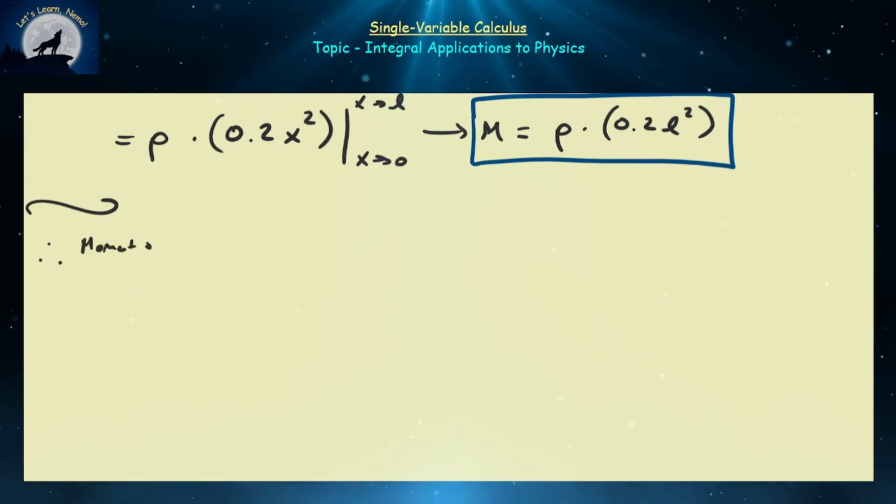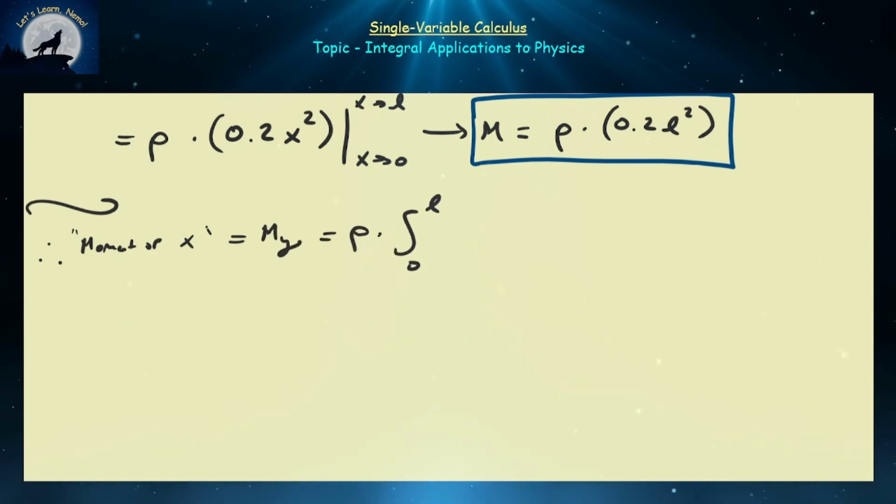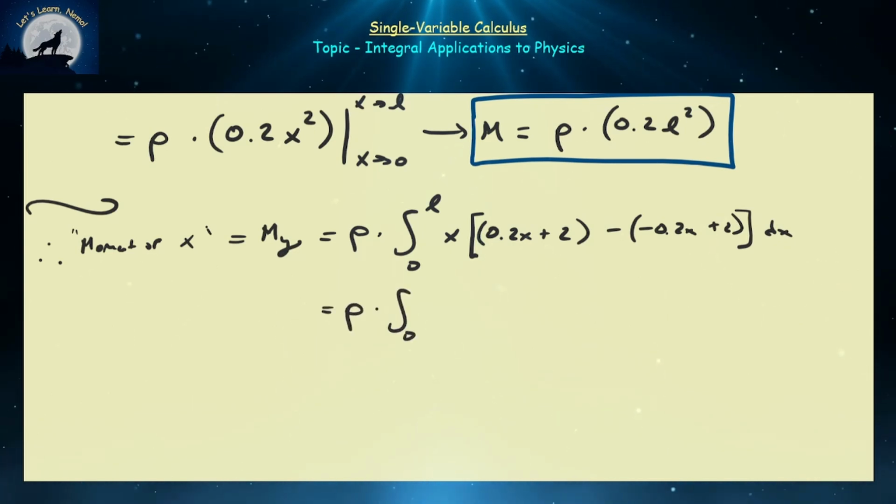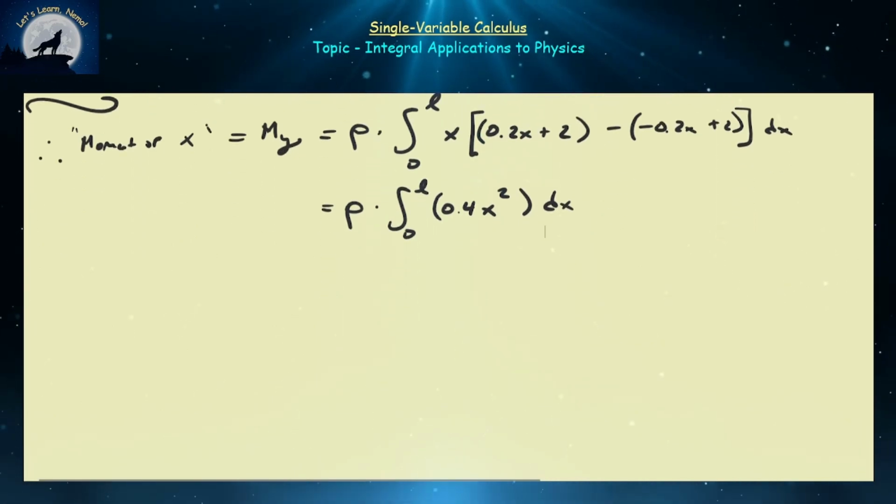So the moment of x, aka My, will be equal to rho times the integral from 0 to L of x times the difference of f(x) and g(x). So again, that's going to be (0.2x + 2) minus (-0.2x + 2). And then we integrate with respect to x. So this is going to be equal to our density times the integral from 0 to L. And then it's pretty much going to be the same integral as before. The only difference is going to be 0.4x squared instead of just x. So we're just going to divide that by 3 now.